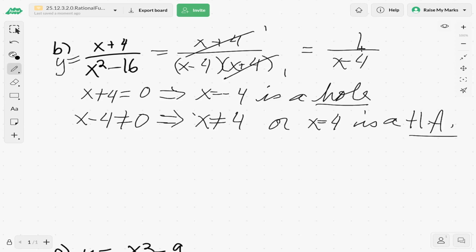So the hole is because we're able to cancel out the bad factor, the factor of x plus 4. So we're able to cancel out that value, x equals -4, and we call it a hole. We can't cancel out the factor x minus 4 from the denominator, so x equaling 4 is a horizontal asymptote.